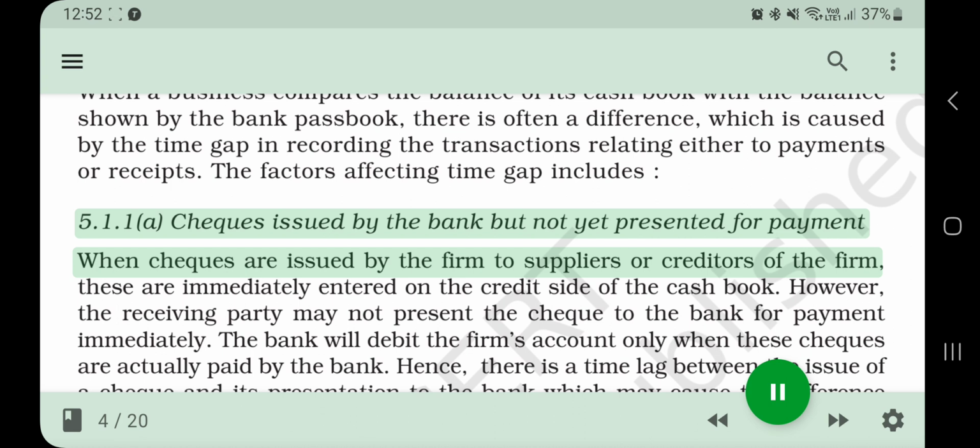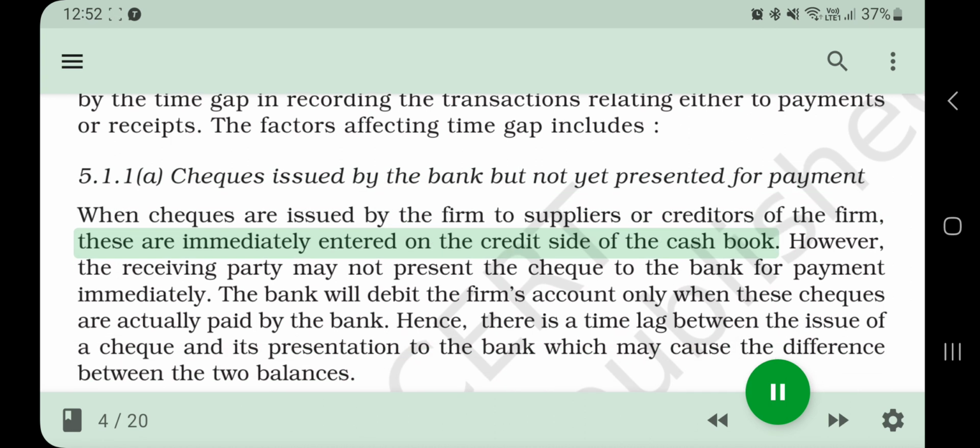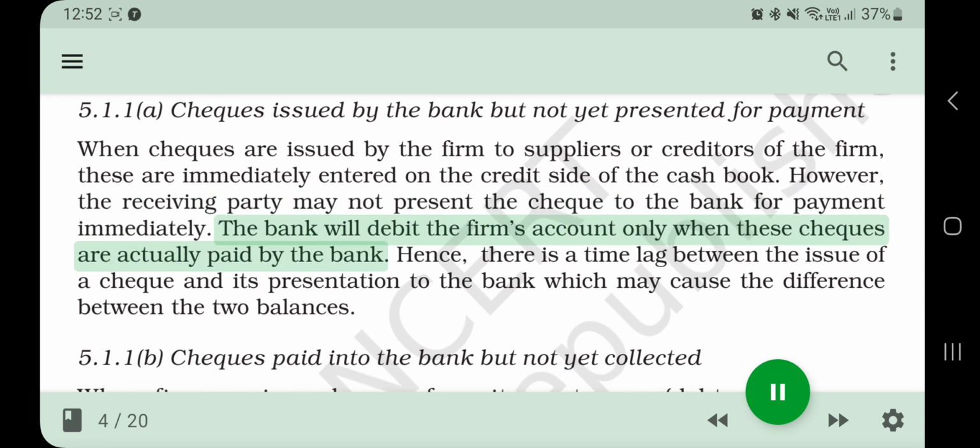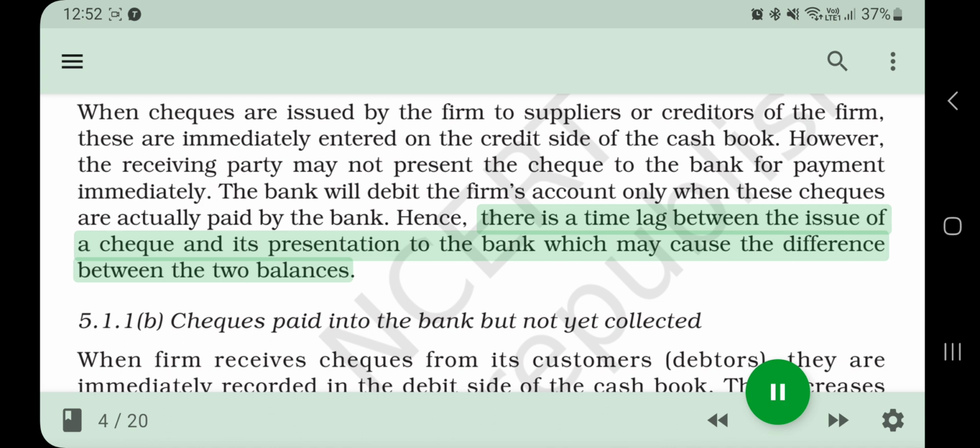Checks issued by the firm but not yet presented for payment. When checks are issued by the firm to suppliers or creditors, these are immediately entered on the credit side of the cash book. However, the receiving party may not present the check to the bank for payment immediately. The bank will debit the firm's account only when these checks are actually paid by the bank. Hence, there is a time lag between the issue of a check and its presentation to the bank, which may cause the difference between the two balances.